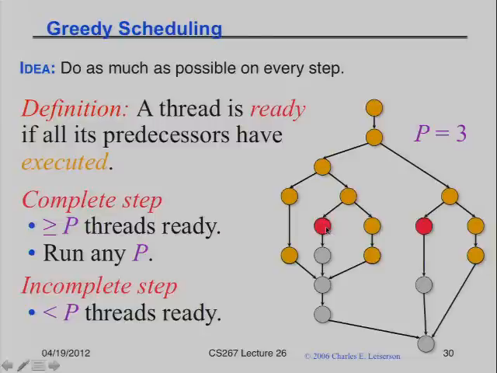And so what do I do at each step? Sorry, went too fast. So if I have at least P of these red dots, at least P threads ready, then I can run them all. And that's what Cilk will do. But in this case, if I have 3 processors but only 2 are ready, well, I will run them, and that's the best that I can possibly do. Okay. So how does Cilk take that into account?